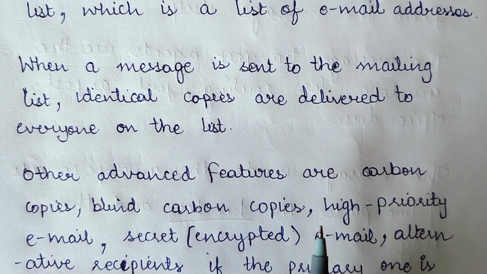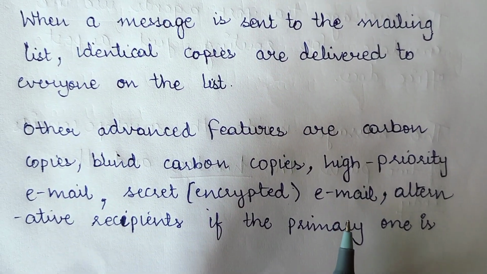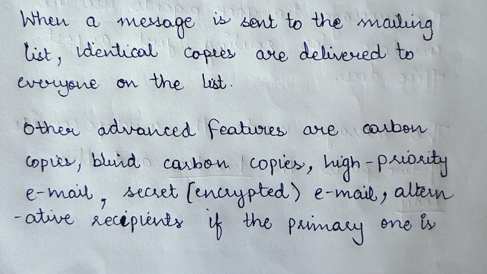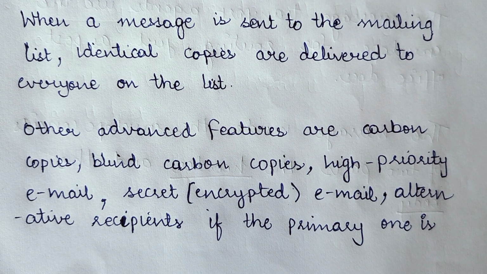Other advanced features of an email system are carbon copies. Carbon copies are where you want to send the same copy of a particular mail to different people. Say, for example, depending upon the hierarchy, you send the original copy to the deputy manager, and then the carbon copy to the manager.